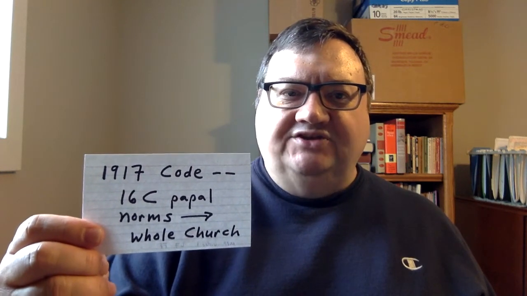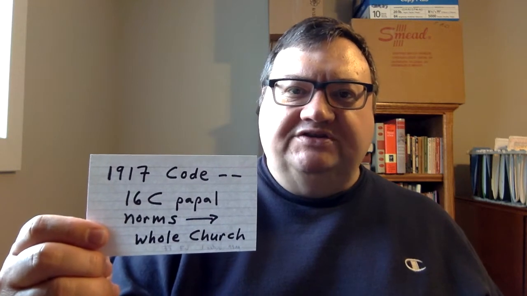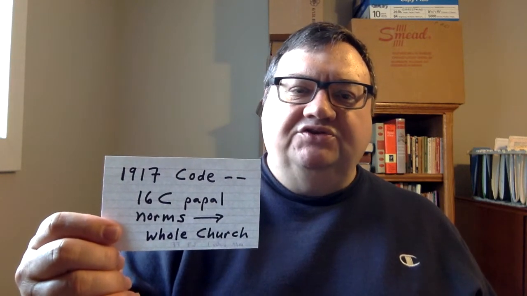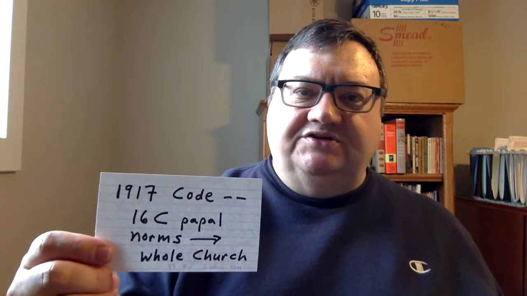So in 1917, with the 1917 Code, these 16th century papal norms, which essentially were written for the age of exploration and for those situations of Christianity encountering non-Christian religions, are applied to the whole church. So this possibility of greater use of the Pope's dissolving power becomes more of a possibility.